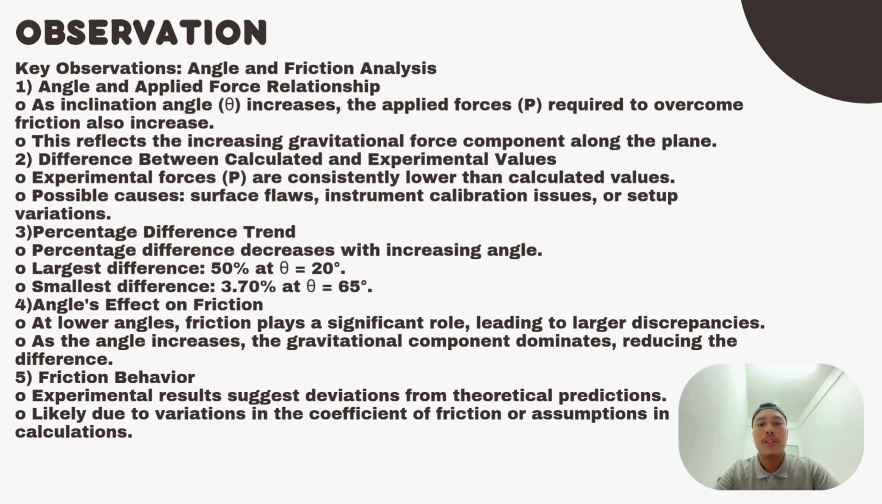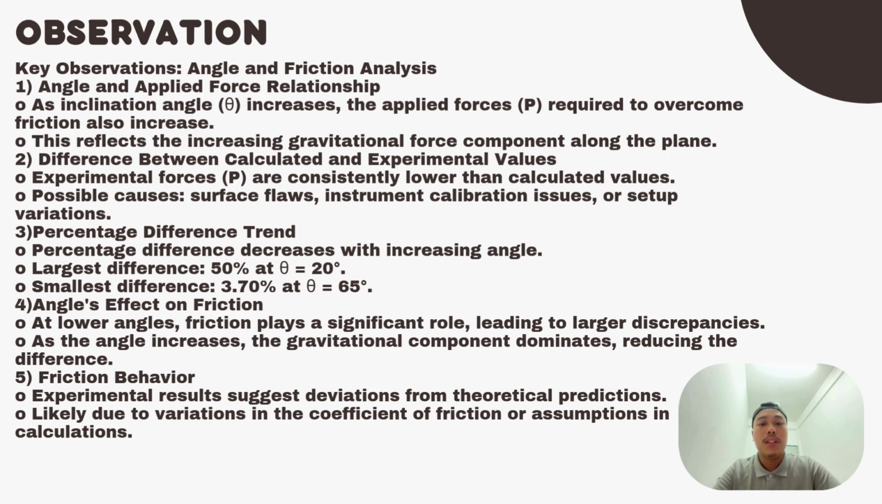The next key point is the difference between calculated and experimental values. The first one is experimental force P is consistently lower than the calculated value. Possible causes are surface flaws, instrument calibration issues, or setup vibration. The next key point is the percentage difference trend, which is that the percentage difference decreases with increasing angle. The largest difference is 50% at theta equal to 20 degrees.